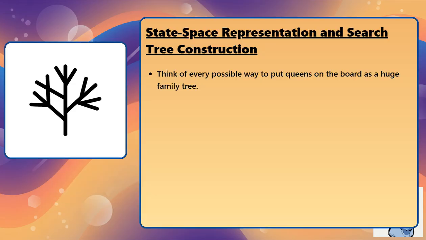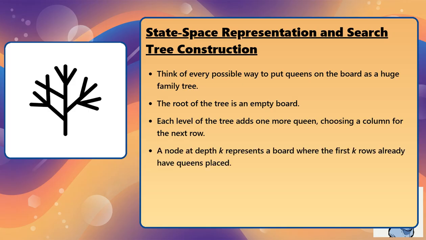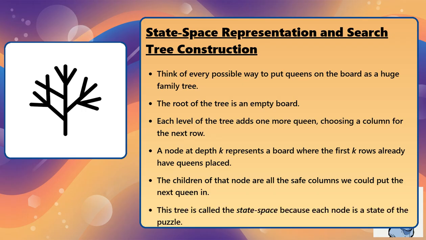Think of every possible way to put queens on the board as a huge family tree. The root of the tree is an empty board. Each level of the tree adds one more queen, choosing a column for the next row. A node at depth k represents a board where the first k rows already have queens placed. The children of that node are all the safe columns we could put the next queen in. This tree is called the state space because each node is a state of the puzzle.